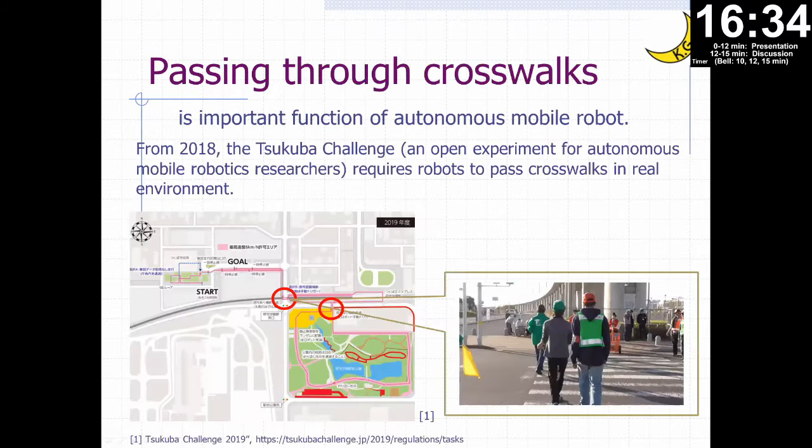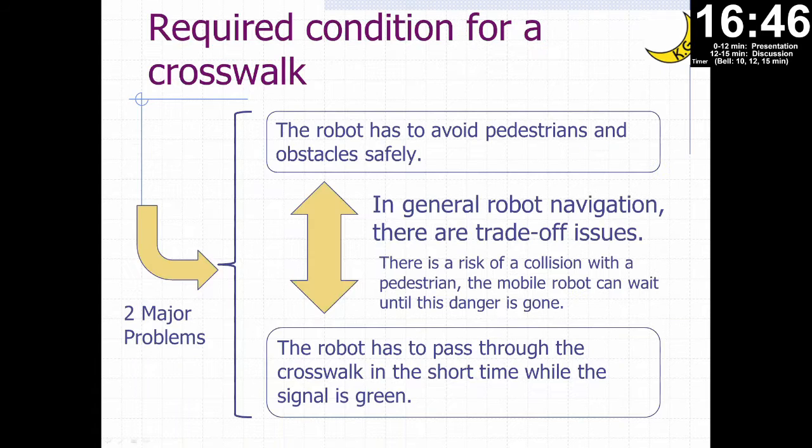First, passing through a crosswalk is an important function for autonomous mobile robots. From 2018, the Tsukuba Challenge requires robots to pass crosswalks in real environments. For the crosswalk, there are two major problems. One is that the robot has to avoid pedestrians and obstructions safely. The other is that the robot has to pass through the crosswalk in a short time while the signal is green. And in general robot navigation, there are trade-off issues.